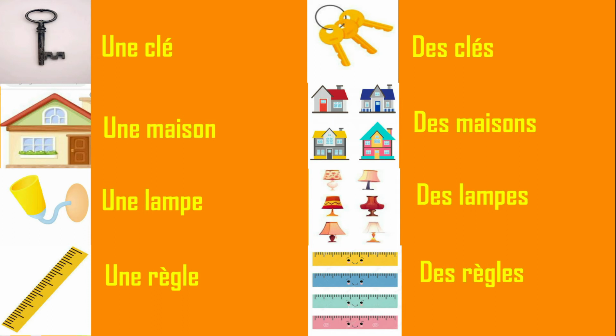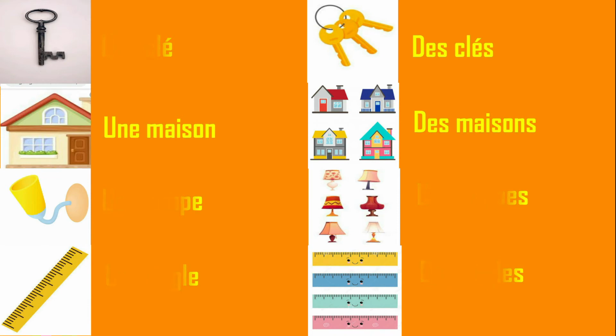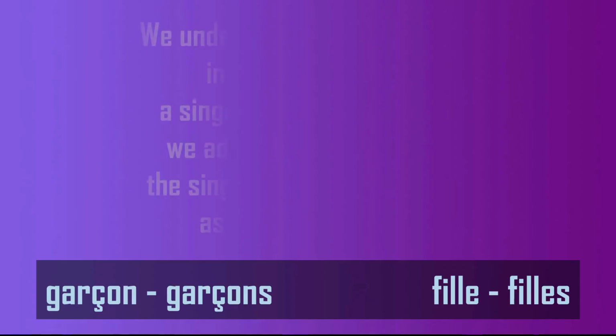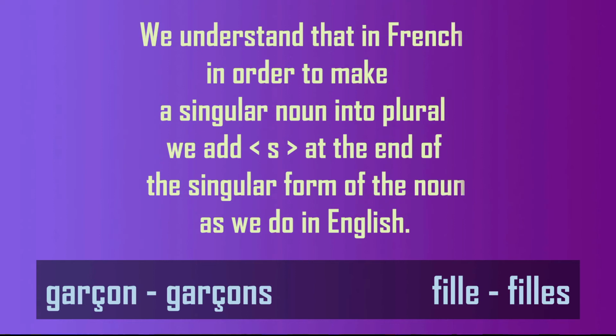Beware, the last s is not pronounced. Last consonant is silent in French. It is not des maisons, it is des maison. Garçon, garçon. It is not garçons, it is garçon. Fille, fille. The last consonant in most of the cases is silent in French. Just by adding s, you get the plural form.